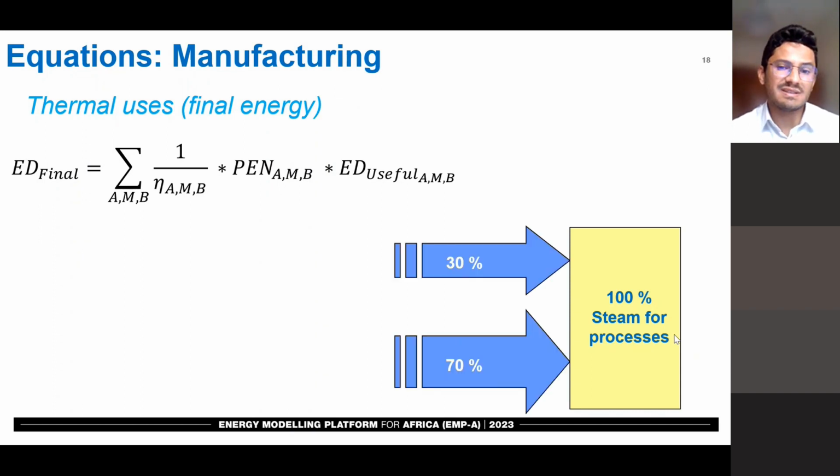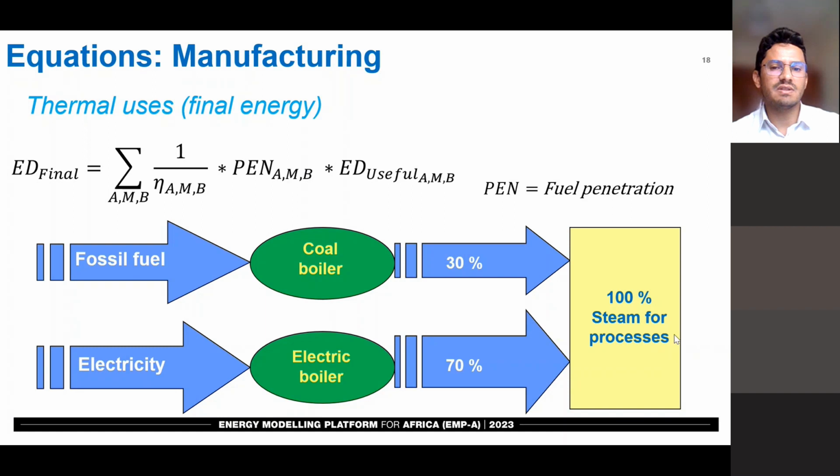Again, this is a similar example just to better understand this formula. If we want to satisfy a thermal energy demand, let's say steam for processes, 100% in manufacturing, and we know that 30% will come from one technology or fuel, and 70% will come from another fuel that uses different technologies. These 30 and 70 are our fuel penetrations, and then we will need the efficiency to calculate this contribution.